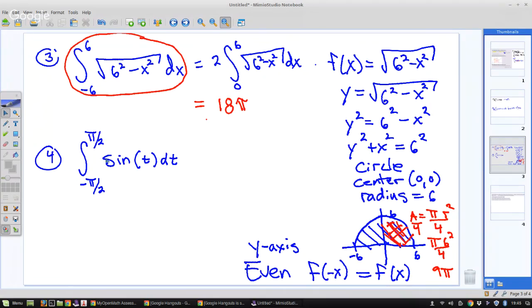I'll do this one a couple of different ways here. It looks like I'm going to take that to a new page. We're running out of room.